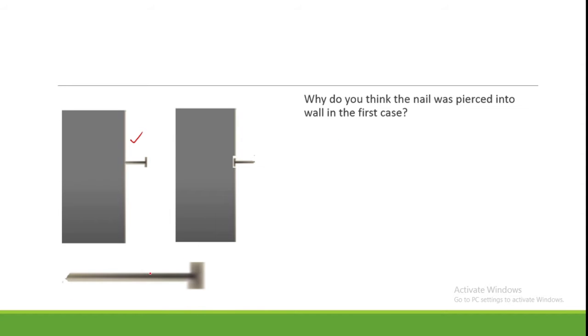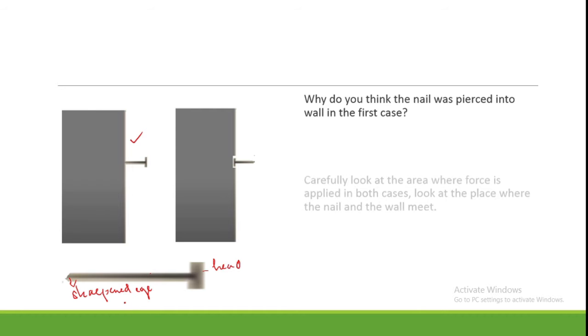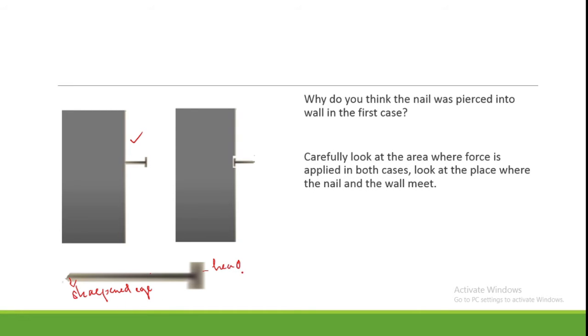Now, let us look at this nail. This is the head part and this is the sharpened edge, right? Now, carefully look at the area where the nail and the wall meet. Here this is the area and here this is the area. Here the head part is meeting the wall and here you can see that the pointed, the sharpened edge is in contact with the wall.